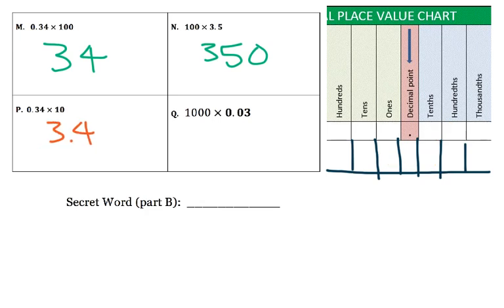And for this last one, we're multiplying by 1,000. So we're going to do a 3 in the hundredths place. But now that 3 is going to move over 1, 2, 3 spots, and you're going to get a 3 in the tens place. So we end up with 30.